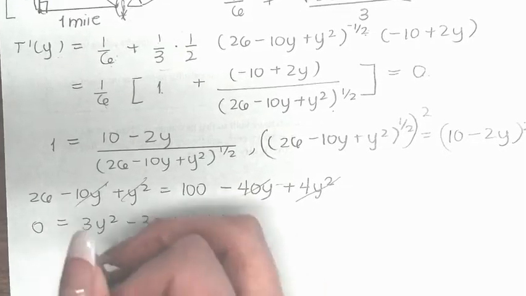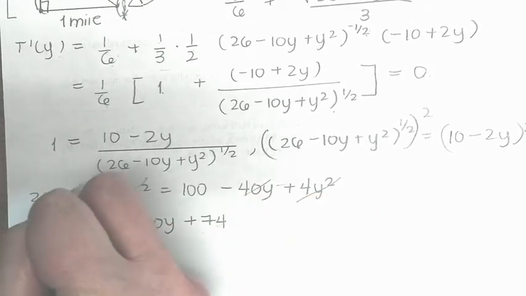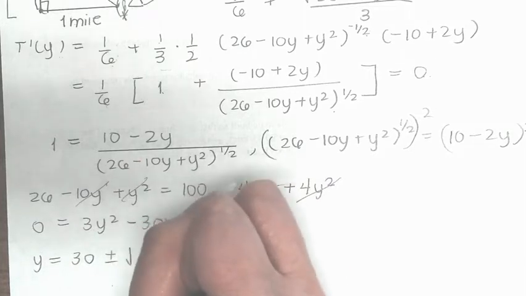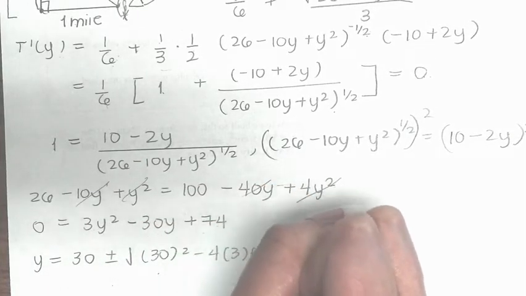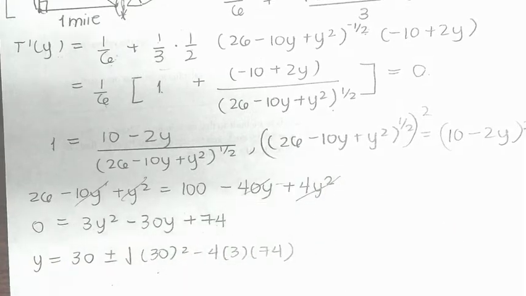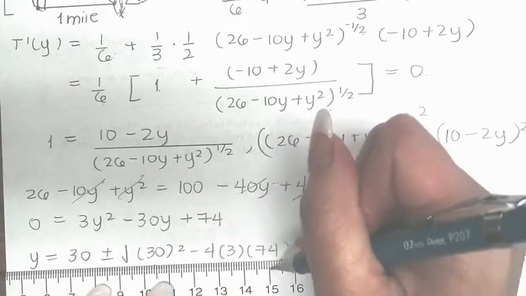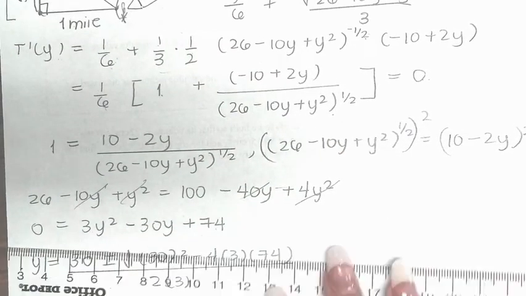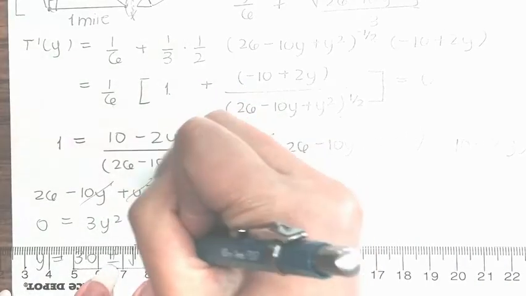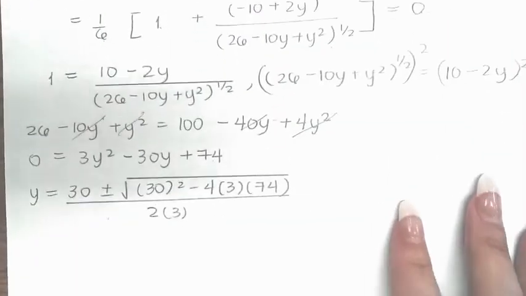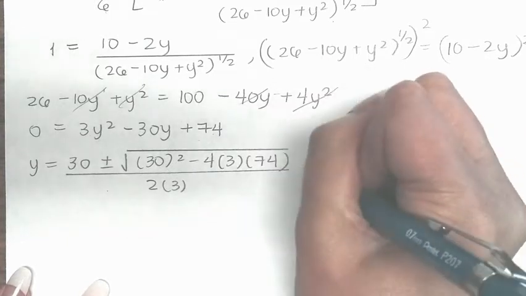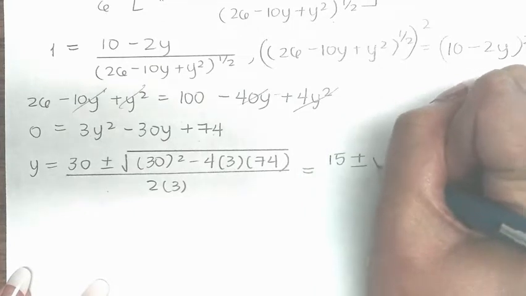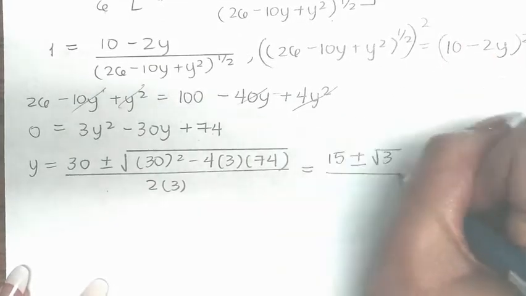Okay, when we use the quadratic formula, you have that y is going to be equal to 30 plus minus the square root of 30 squared minus 4 times 3 times 74, and all of this is going to be divided by 2 times 3. Okay, so at this point you are like, oh my goodness, this is a monstrosity. Well, kind of. When we try to simplify this, this is going to be 15 plus minus the square root of 3, divided by 3.